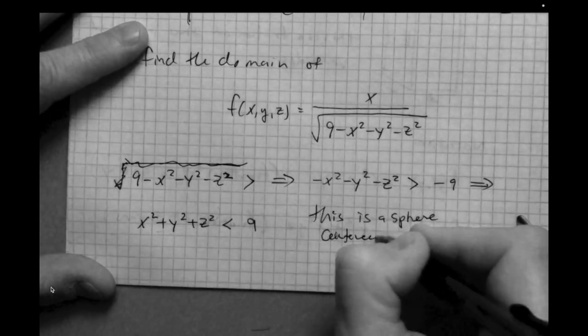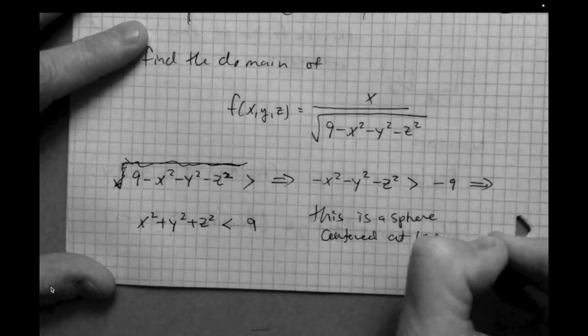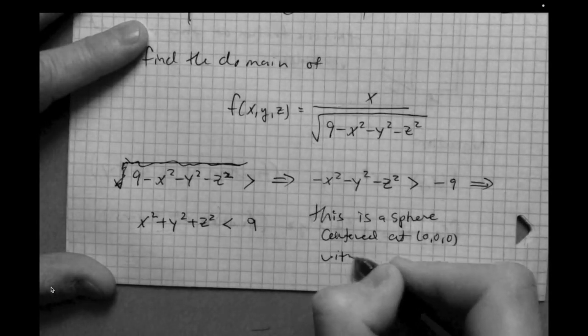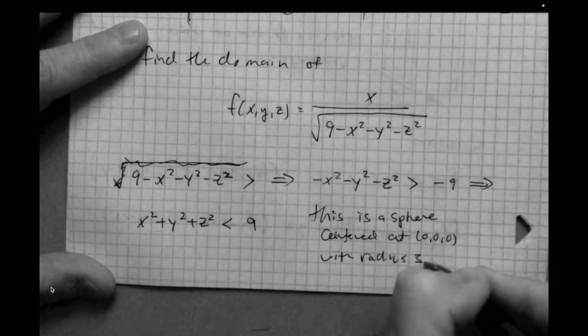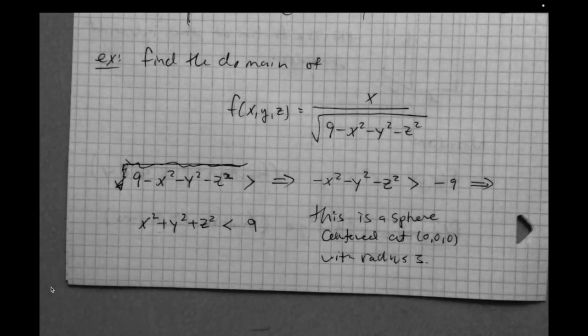centered at 0, 0, 0 with radius 3, right? So this is the same kind of idea. So in this case, the domain of f is going to be the set of triples x, y, z that lie inside a sphere of radius 3. Okay, so it's kind of the reverse of the previous example and also bumped up into the third dimension as well. But that's kind of the idea here, right?